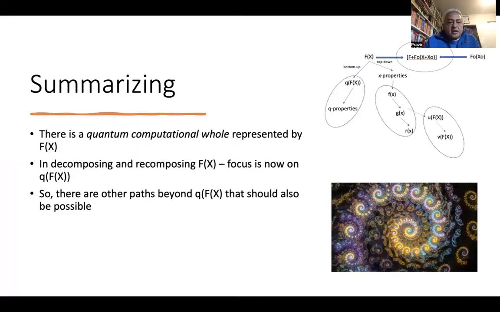So summarizing the key points of this section, there's a quantum computational whole that's represented by Fx when we look at the double-slit experiment. In my assessment, in our current quantum computational approach, we are decomposing and recomposing Fx. So the focus now is not on Fx or the possibilities that Fx renders, but on possibilities that QFX renders. And so the point being is that there are other paths beyond QFX that should also be possible in terms of trajectories for quantum computational development.